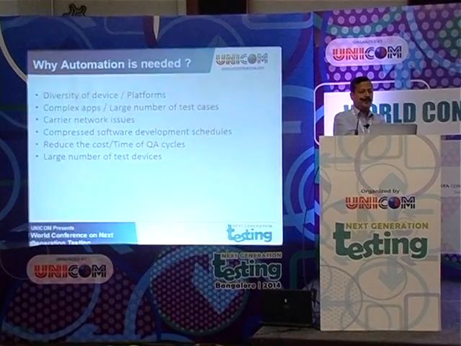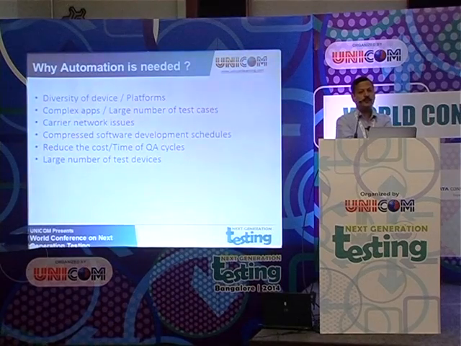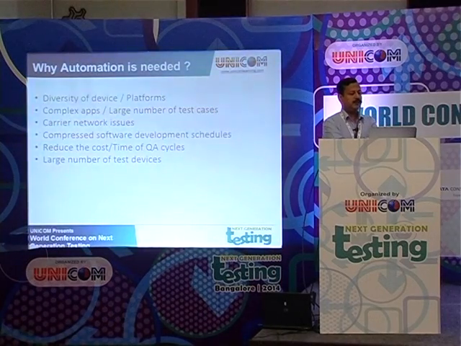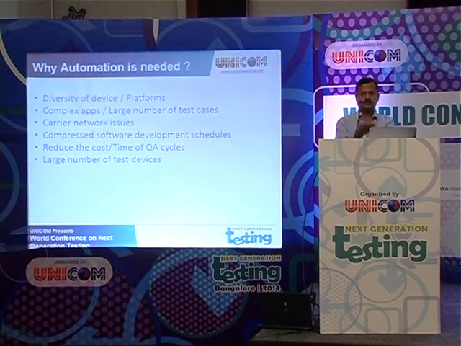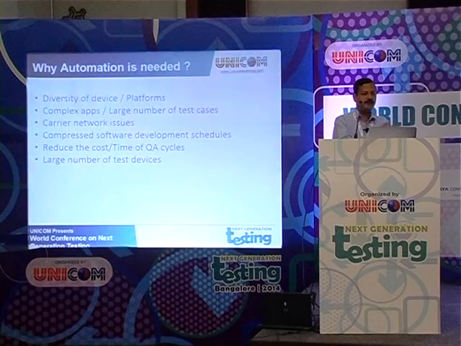So, starting with why automation is needed. On the mobile side, there's a lot of diversity of devices and platforms. Say there are 25, 40 people sitting out here. All of you are carrying different mobile phones. There will be a bigger chunk of Android phones. There will be iOS phones. And I can see some Windows phones and some feature phones as well.